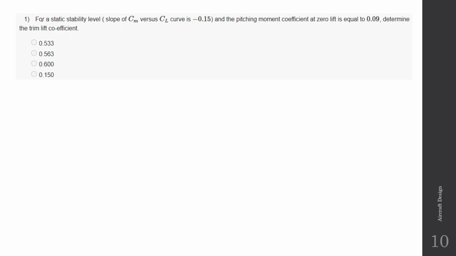So here the question asks that for a static stability level, the slope of the CM versus CL curve is minus 0.15, and the pitching moment coefficient at zero lift is 0.09. Determine the trim lift coefficient. So we can draw the CM versus CL graph. Note one thing here: in the PPT I've discussed CM versus alpha, but the graph can also be drawn for CM versus CL. And in this question, the CM versus CL graph has been asked.